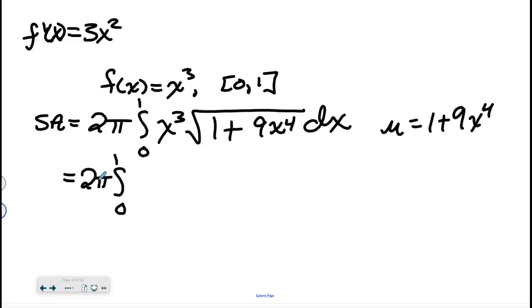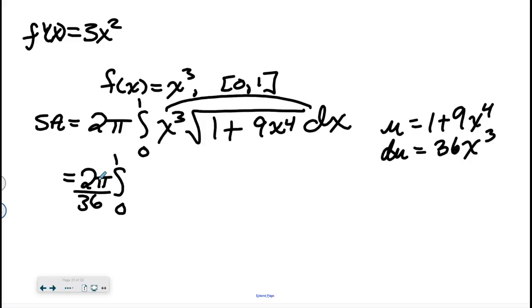So if my u is 1 plus 9x squared, my du dx is 36x cubed. I like that. Remember why? It's a multiple of what I need it to be. So what am I going to throw immediately right out front here of my integral? 1/36. Perfect. And then that means I'm left with the square root of u du.